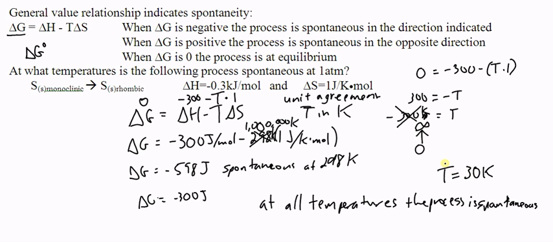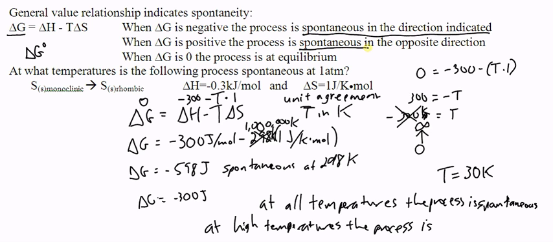You could punch in like 10 for the temperature and figure out what delta G would look like, or you could punch in like 100 for the temperature and figure out what delta G would look like. But in that case, what you're going to talk about is at high temperatures, the process is, and then you'd either be going with spontaneous in the direction indicated or spontaneous in the opposite direction. So you'd be picking one of those to fill in the blank.